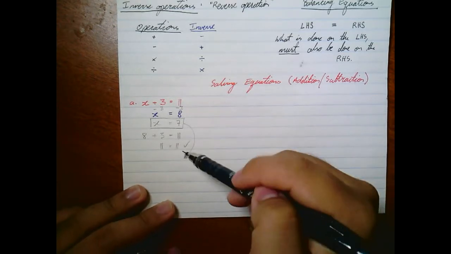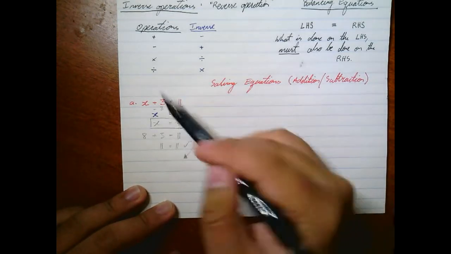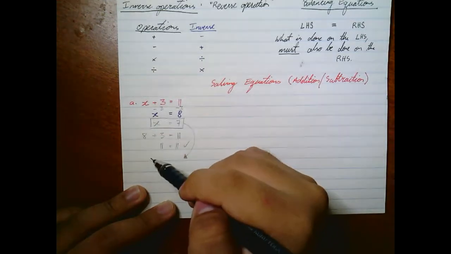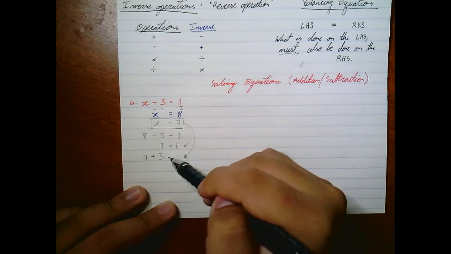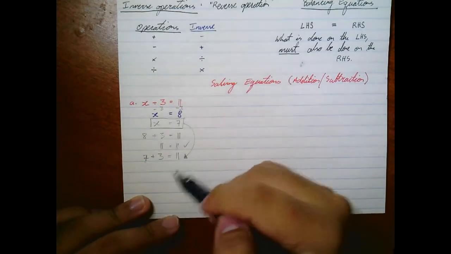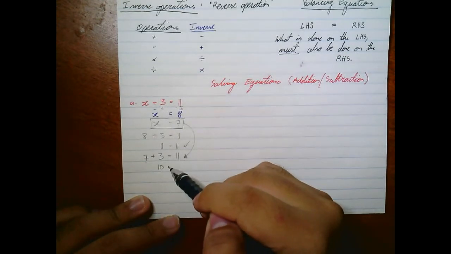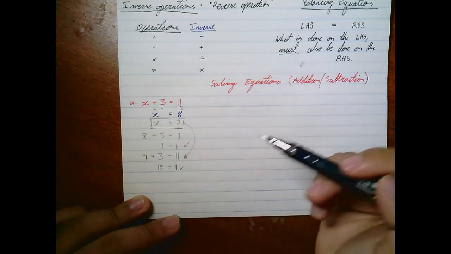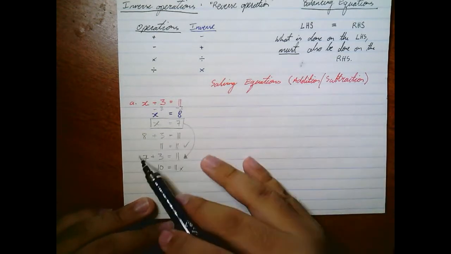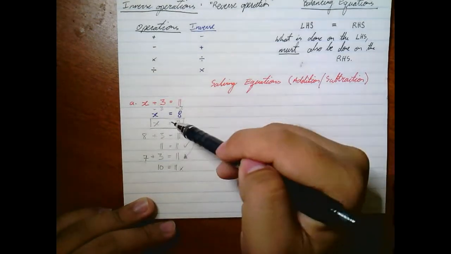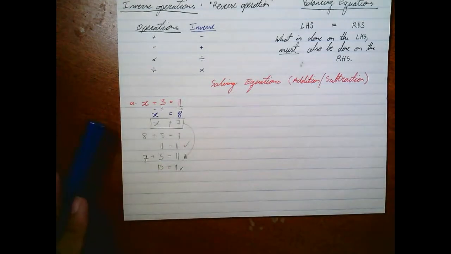So if we substituted x for 7, so here's x, and we're going to substitute 7 there. So we get 7 plus 3 is equal to 11. But when we add these two, we get 10 is equal to 11. And we know that this is definitely not true. Since this isn't holding true, x does not equal 7.